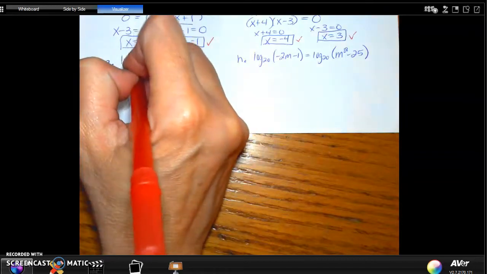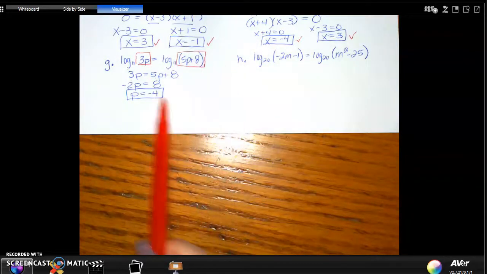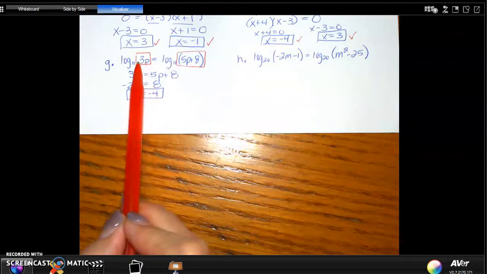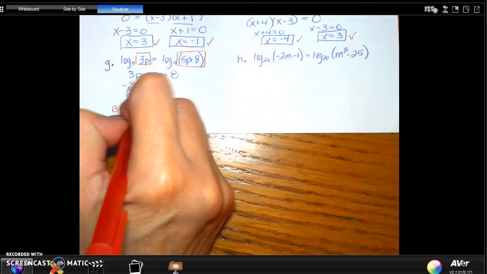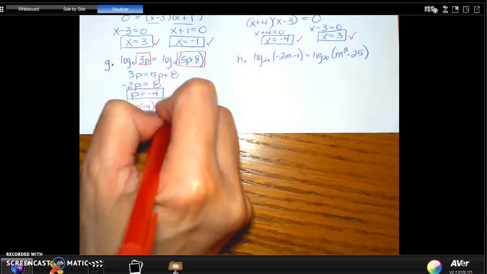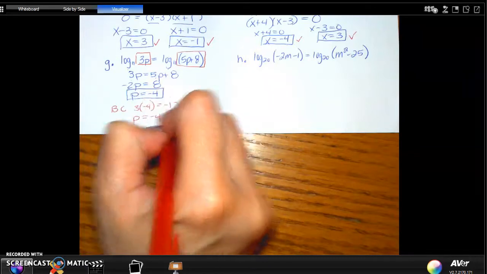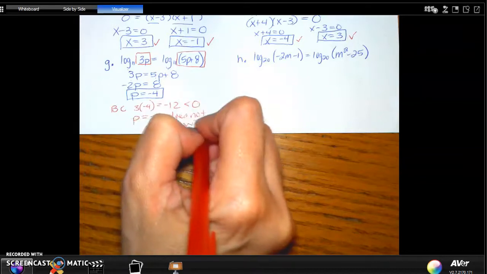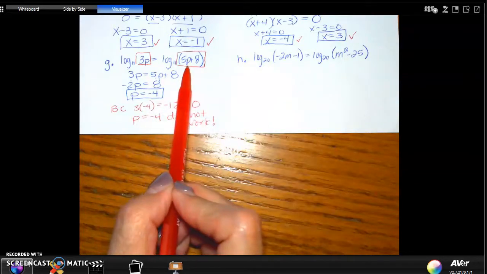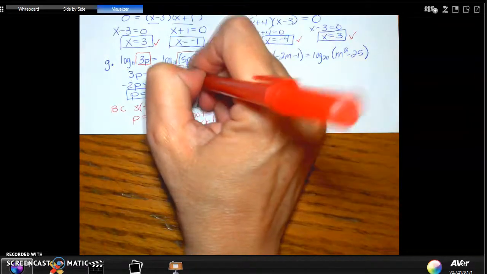However, when you go up here and take a look at these two, remember these must be greater than 0. If I put a negative 4 right here, 3 times negative 4 is negative 12. So because 3 times negative 4 equals negative 12, and that's less than 0, that means p equals negative 4 does not work. It's not a solution. You don't even have to check this one over here. If it fails on one of them, it's a problem. So your answer for this one is just no solution.